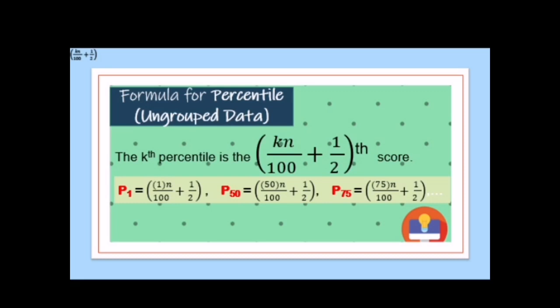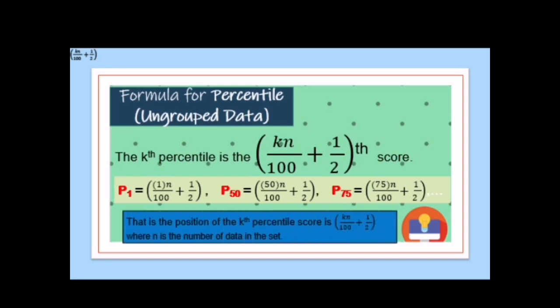P sub 50 is the median of the percentile. That will be 50 times n over 100 plus 1 half. P sub 75 is equal to 75 times n over 100 plus 1 half. Always remember that n is the number of data in the set. Same formula, the difference is just the denominator.